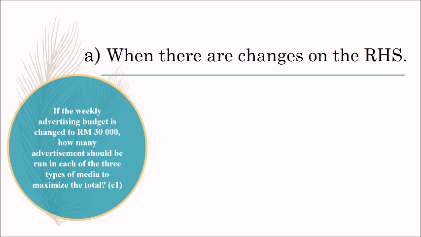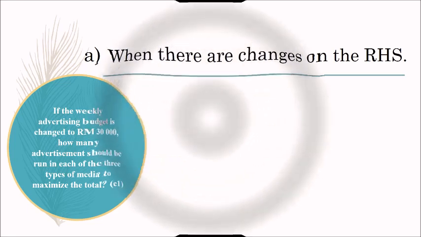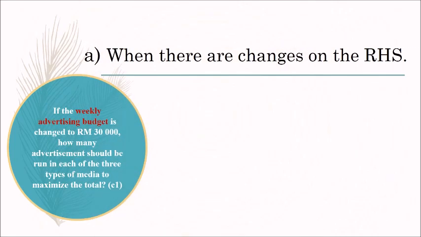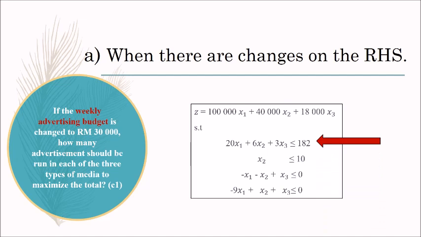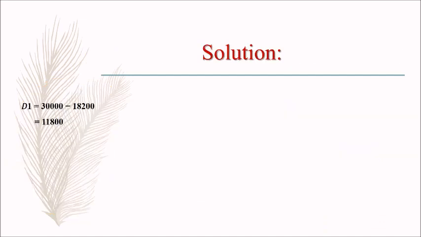This is question 1 from the first case. If the weekly advertising budget is changed to RM 30,000, how many advertisements should be run in each of the 3 types of media to maximize the total? From this question, the key point is the weekly advertising budget, which is from the first constraint. So from this question, we have to find the delta 1.